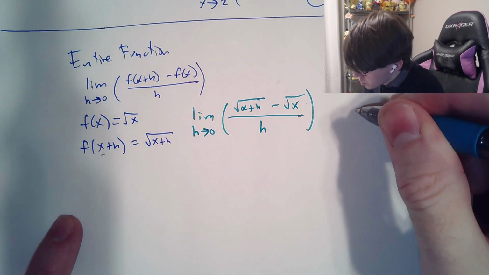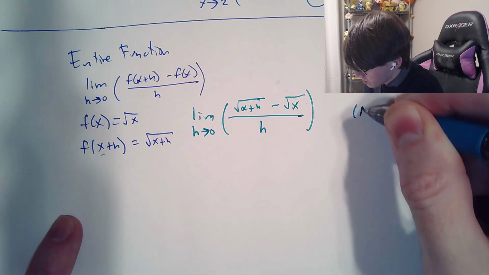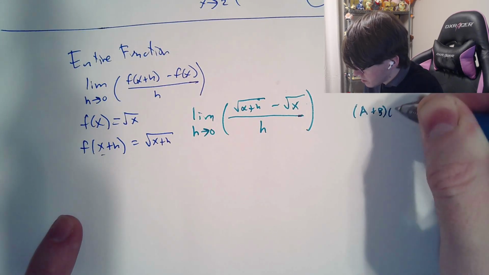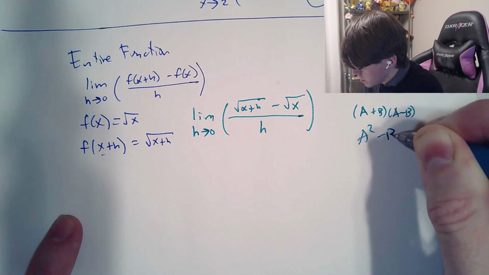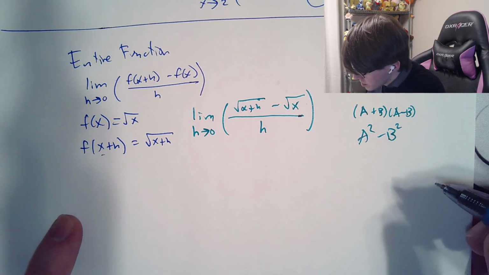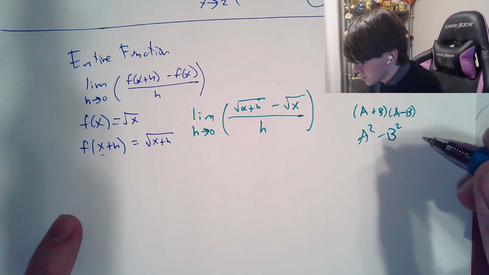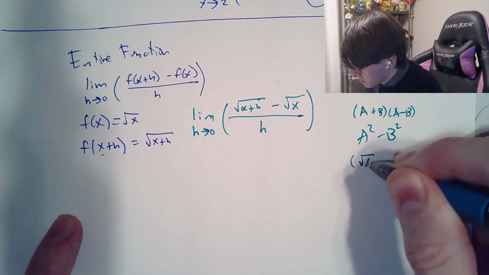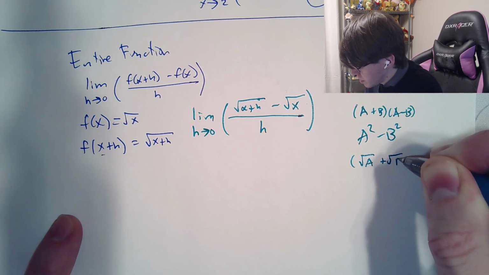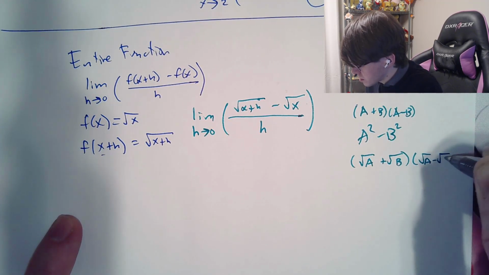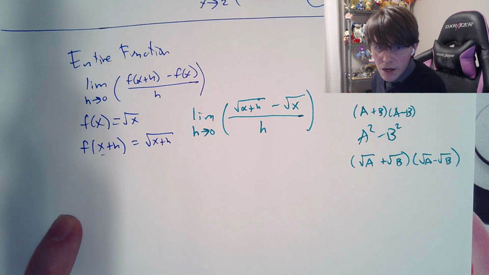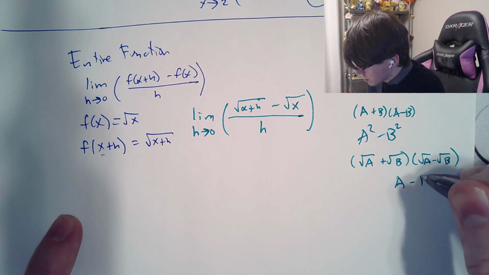The reason why is we should know from earlier in our math careers that a plus b multiplied by a minus b is going to be a squared minus b squared. And because you can also do this with square roots, that must mean that the square root of a plus the square root of b multiplied by the square root of a minus the square root of b is just going to be a minus b.